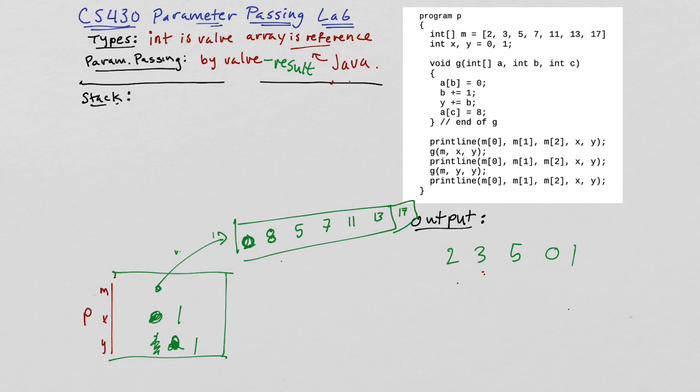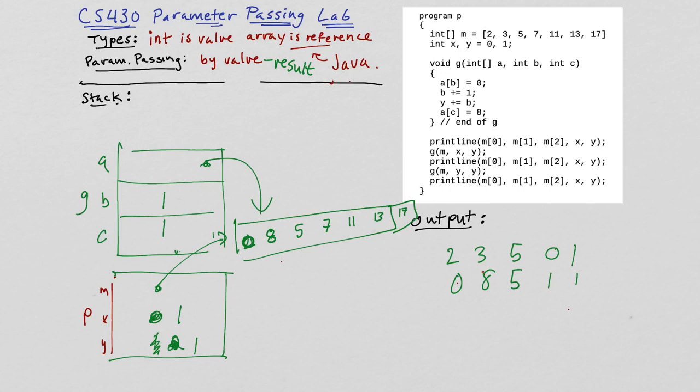And so now we're going to call printout 0, 8, 5, 1, 1, and then we're going to call G again. A is just a reference to the same array. B and C both get the current value of Y, which is 1. And A sub 1 is 0. B plus equals 1 goes to 2. Y plus equals B goes to 3. A sub C turns back to 8.